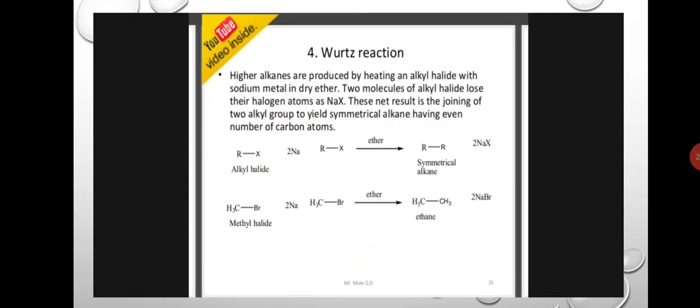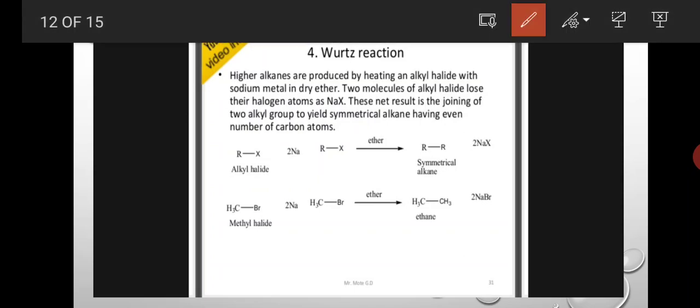And next is Wurtz reaction. Higher alkanes are produced by heating an alkyl halide with sodium metal in dry ether. Two molecules of alkyl halide lose their halogen atoms as sodium halide. The net result is the joining of two alkyl groups to yield a symmetrical alkane having an even number of carbon atoms. Okay, by using the Wurtz reaction we can prepare higher alkanes. For example, here we are taking 2 moles of alkyl halide.